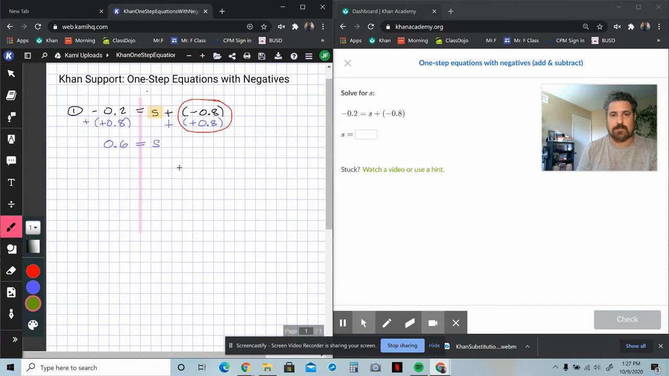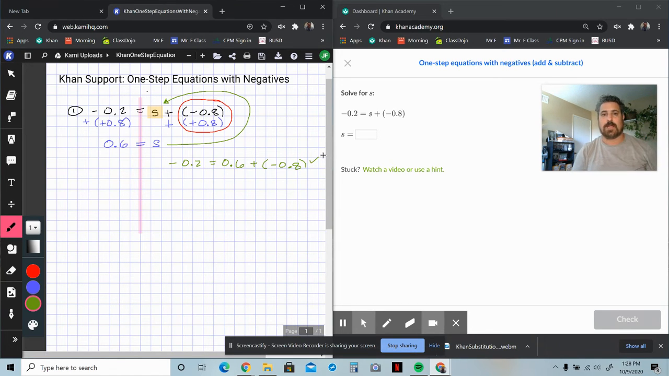So here you check it by going, what is the value of s? 0.6. Let's plug that back into the original and see if we get a true statement. In other words, is it true that negative 0.2 is equal to 0.6 plus negative 0.8? And in this case, you can see that there is a battle, tug of war. Who's going to win? The negative by how much? 0.2. So yeah, this is going to be a true statement.